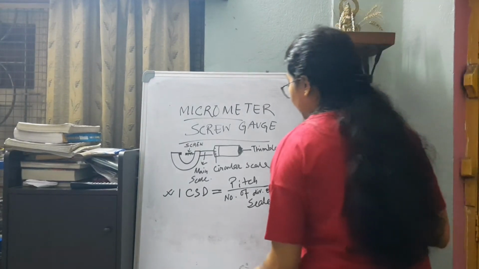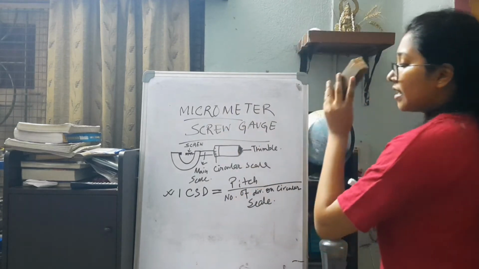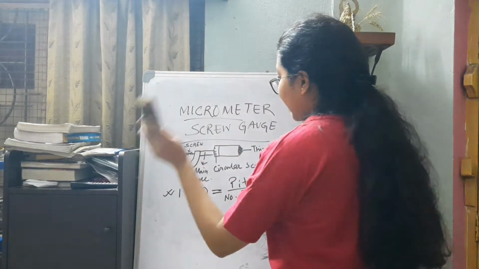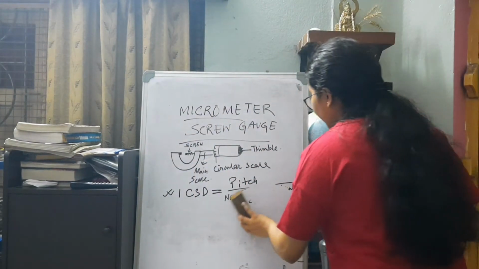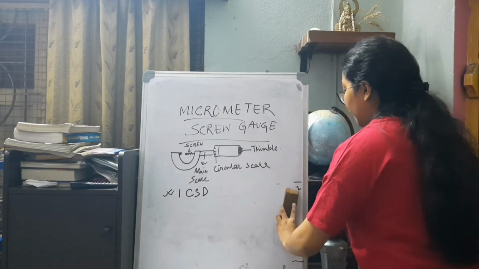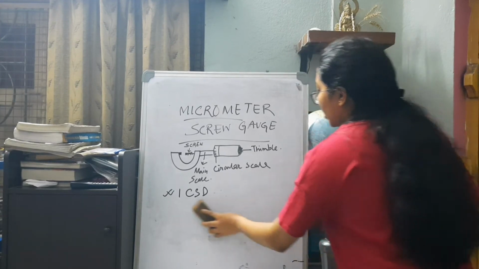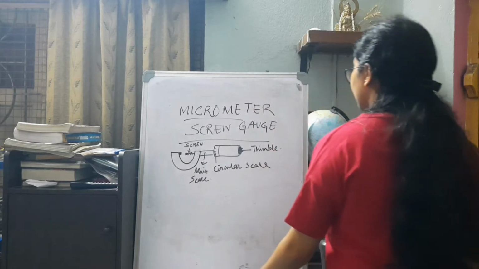Now how do we understand this? In the general case, if nothing is mentioned, we consider that there is no zero error. But if it is not said, how do we determine whether there is a positive or a negative zero error? It is very simple.